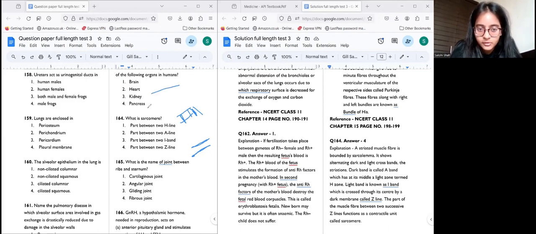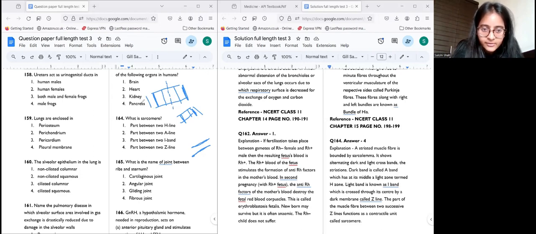So if I zoom in to the I band again, this is my I band. This would be my darker A band. Okay. So this is the I band which is zoomed in, which is again cut in between by a line known as the Z line.